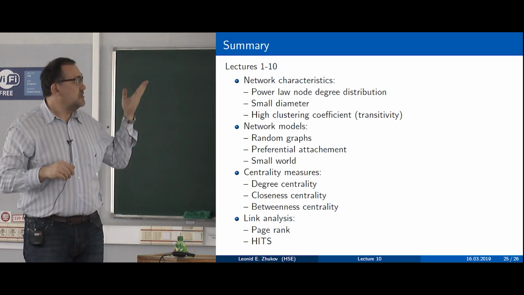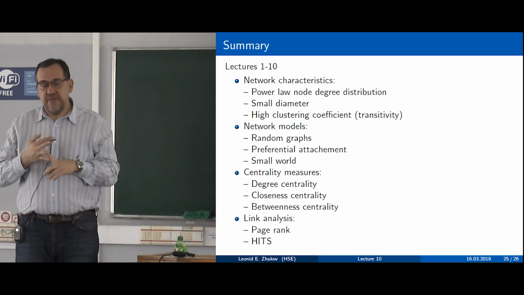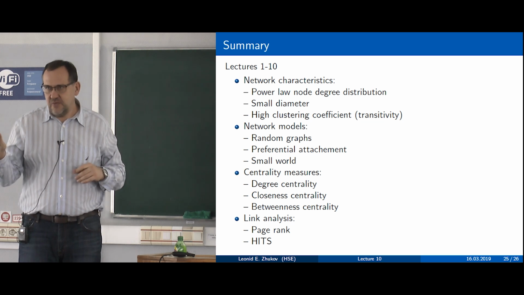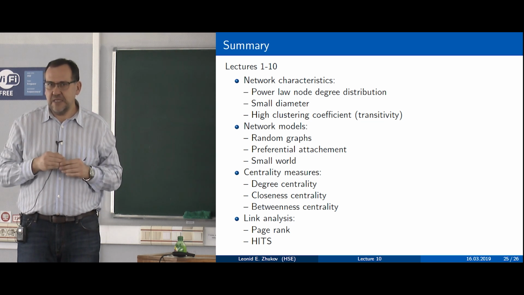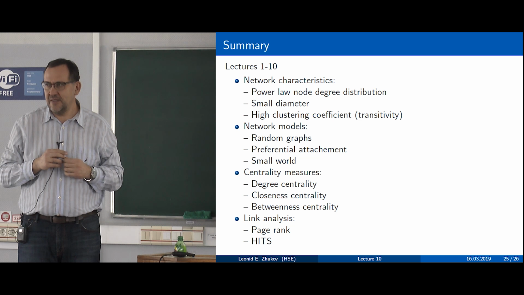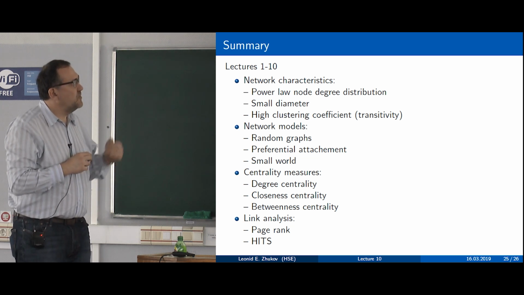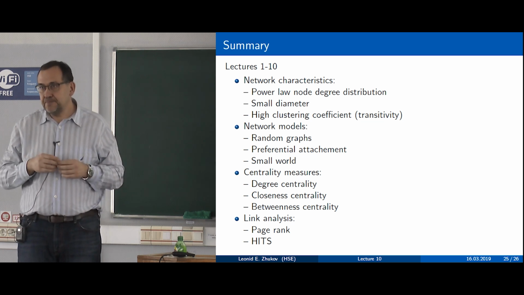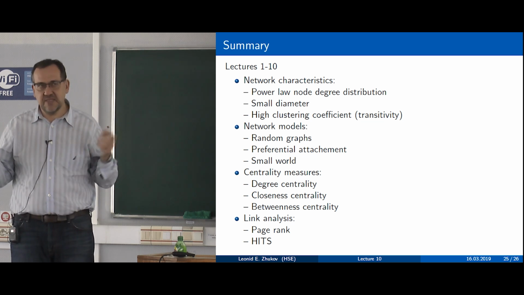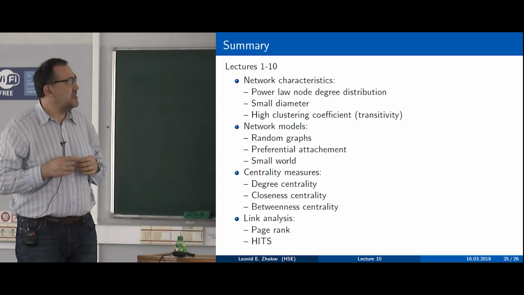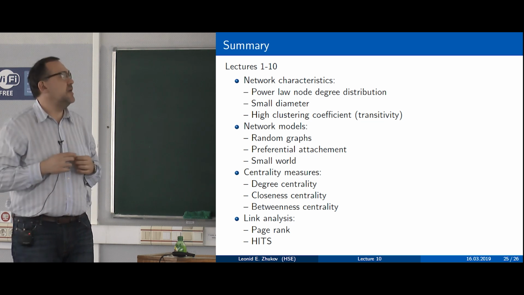And just to remind again, random graphs are pretty cool in terms of mathematical properties, but unfortunately, what's the distribution of node degrees in a random graph? Gaussian, right? Poisson distribution. And the preferential attachment model gives you power law. Small world doesn't give you power law. Random graphs do not give you high clustering. Small world gives you high clustering. Preferential attachment doesn't give you high clustering, right?